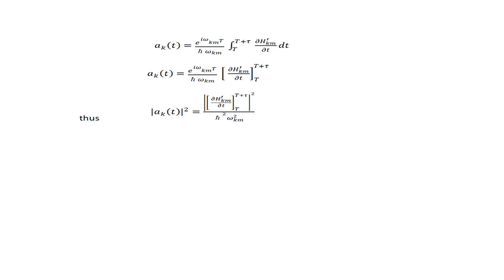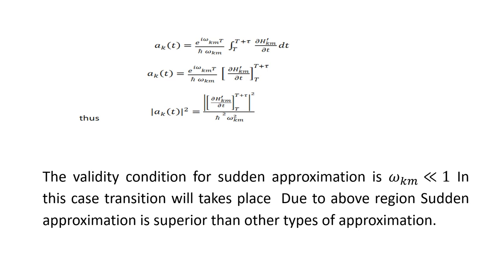In this way, after solving we get a k t mod square equal to del H dash km upon del t mod square upon h cut square omega km. The validity condition for sudden approximation is omega km very less than 1. In this case, transition will take place. Due to the above reason, sudden approximation is superior to the other type of approximation.